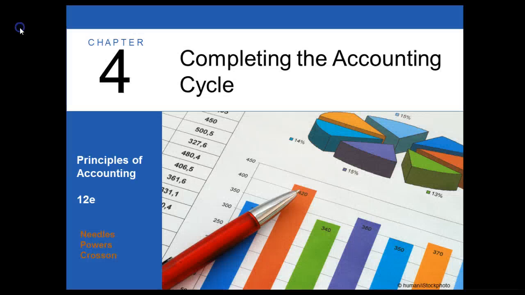So we are going to start with Chapter 4. We've gone through a lot of steps so far in the accounting cycle. We've learned how to analyze transactions, how to journalize them, how to post them to their various accounts, and how to create a trial balance.